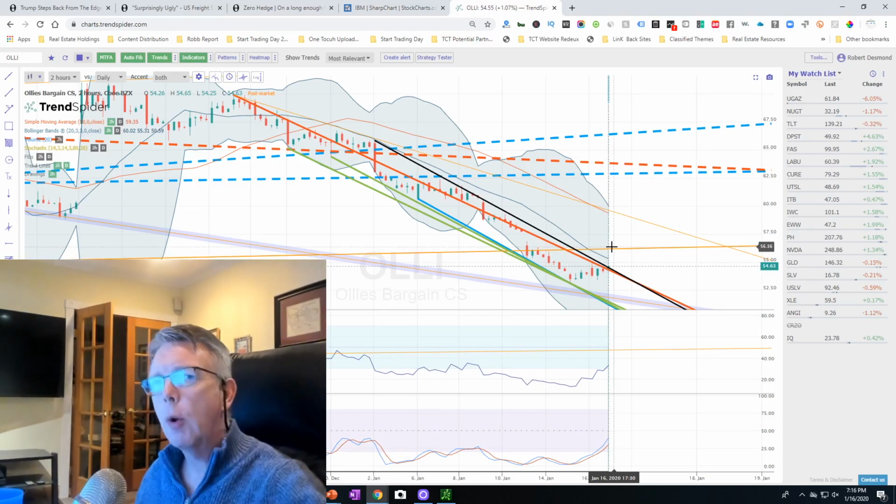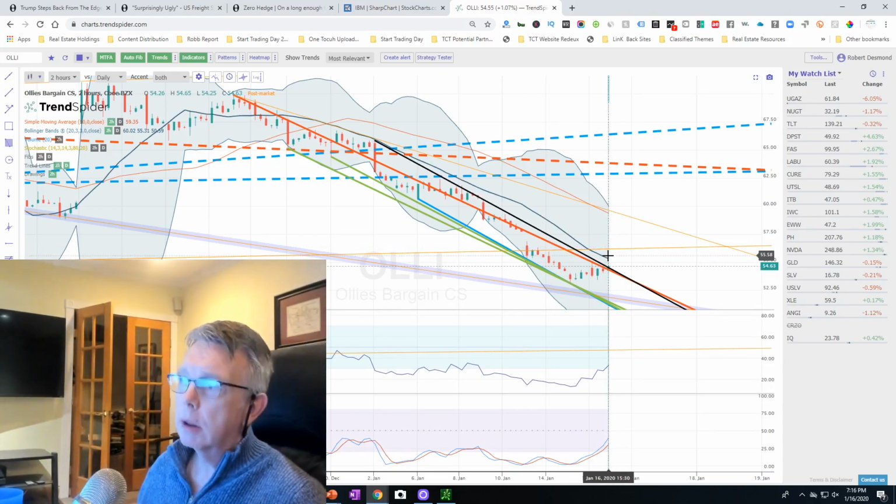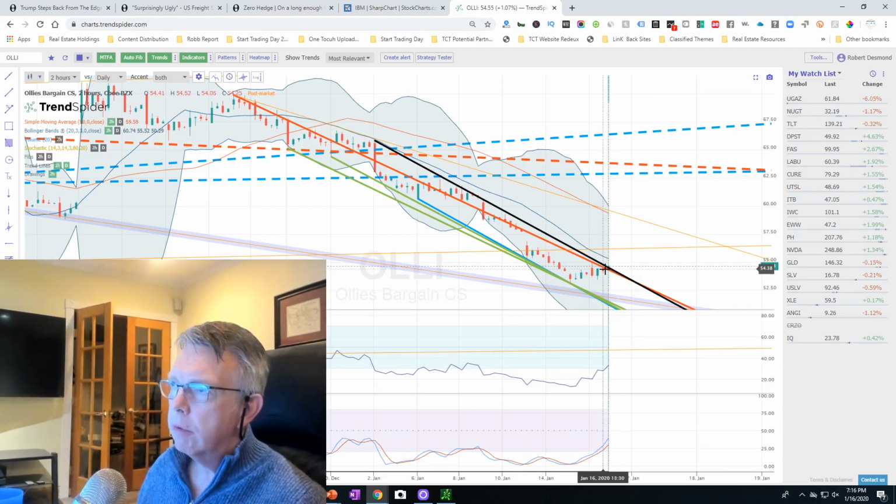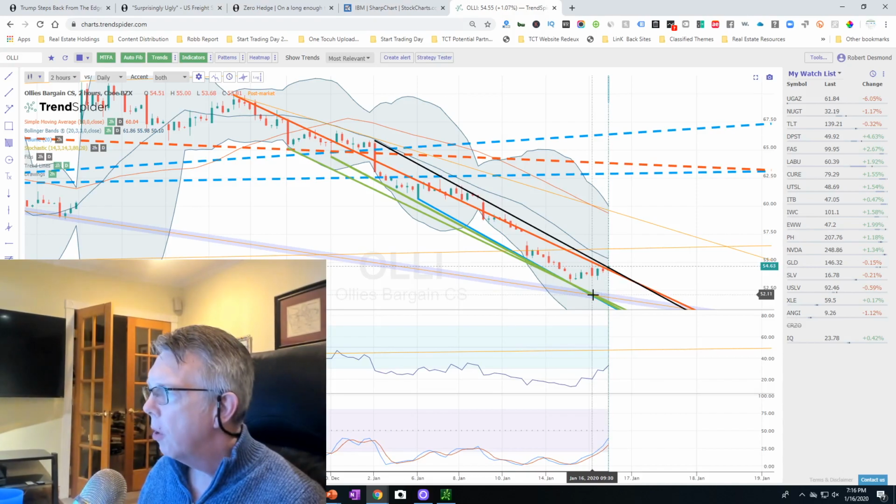So you broke out on a 2-hour basis today, but the more important daily resistance level is right above here. So you need to see a close above, again, 54.63. That's the number you want on a breakout or a pullback.